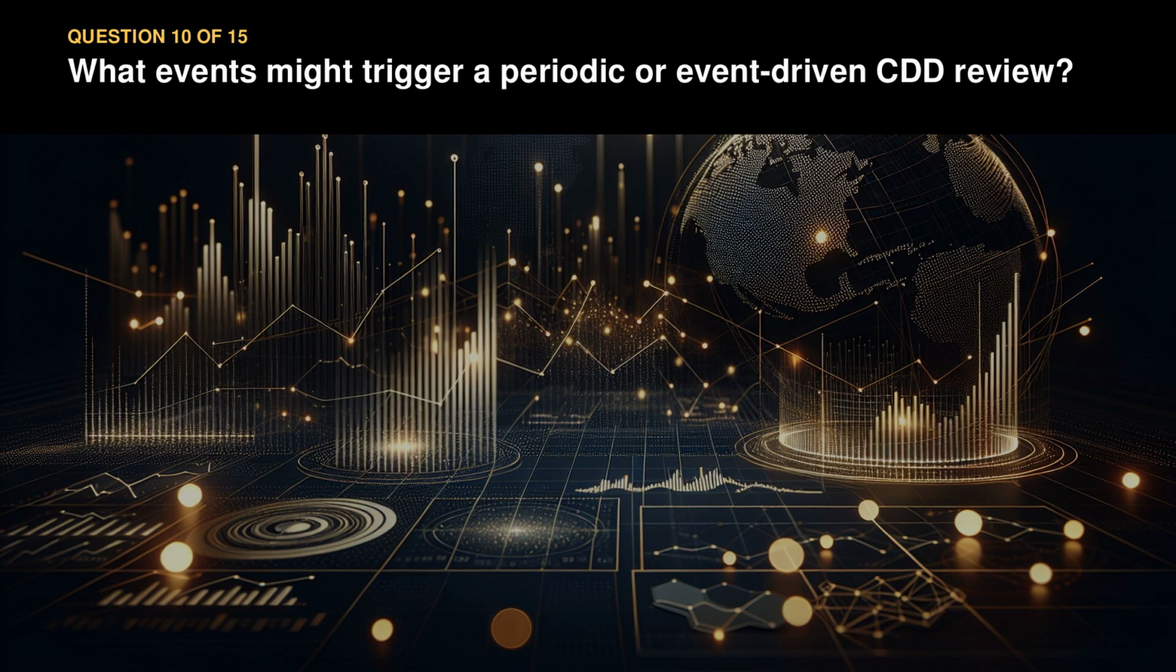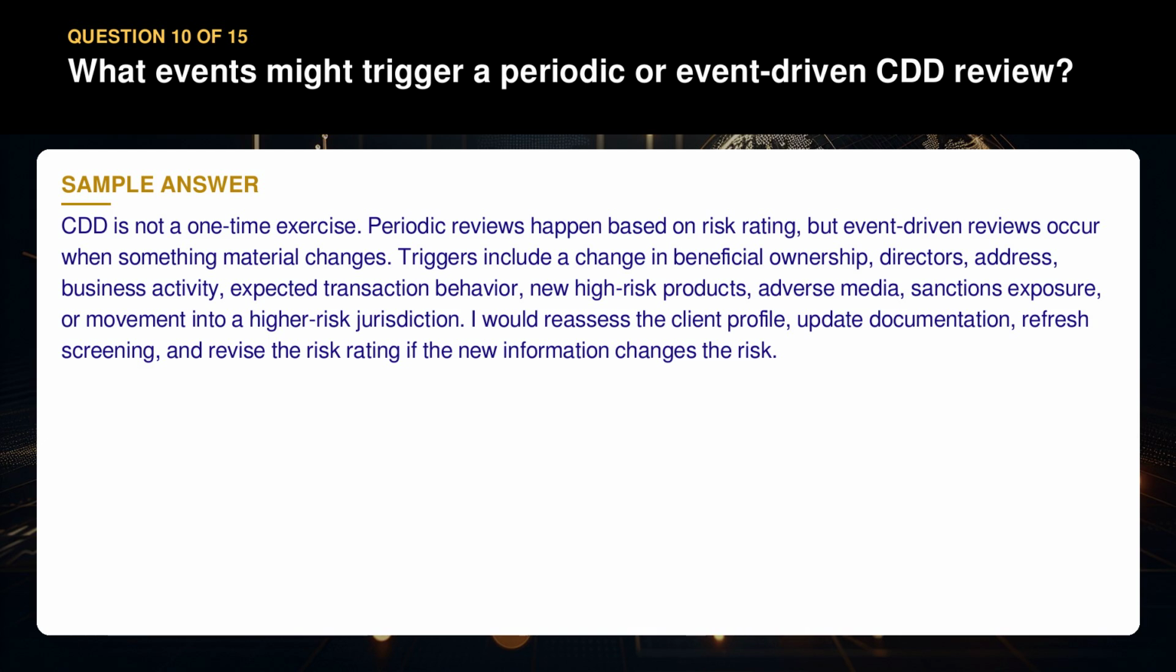Question 10. What events might trigger a periodic or event-driven CDD review? CDD is not a one-time exercise. Periodic reviews happen based on risk rating, but event-driven reviews occur when something material changes. Triggers include a change in beneficial ownership, directors, address, business activity, expected transaction behavior, new high-risk products, adverse media, sanctions exposure, or movement into a higher-risk jurisdiction.